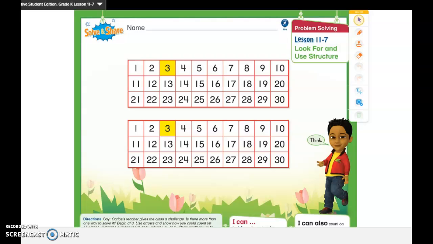Good morning, ladies and gentlemen. Today we're looking at lesson 11.7, look for and use structure. It's a problem-solving lesson. So ladies and gentlemen and parents as well, these are our more challenging lessons. These are the lessons that sometimes not everyone is going to master. And I think you definitely need to just know mastery is not needed.